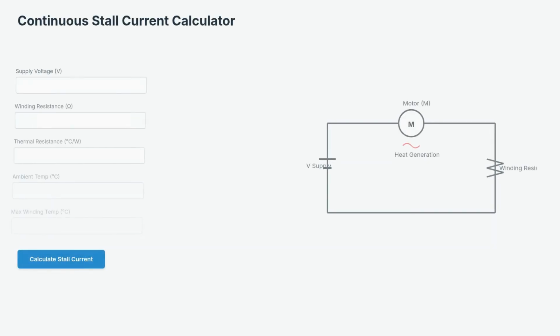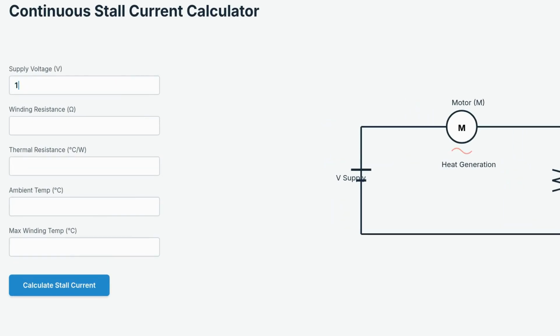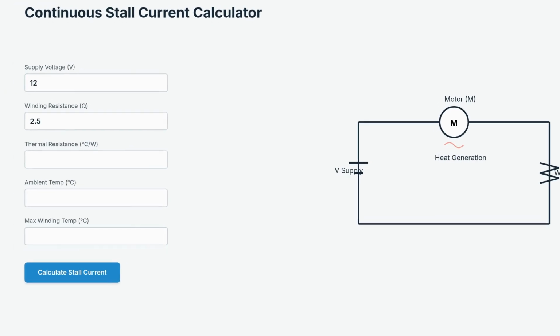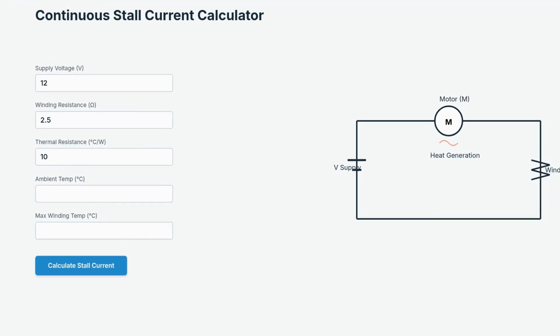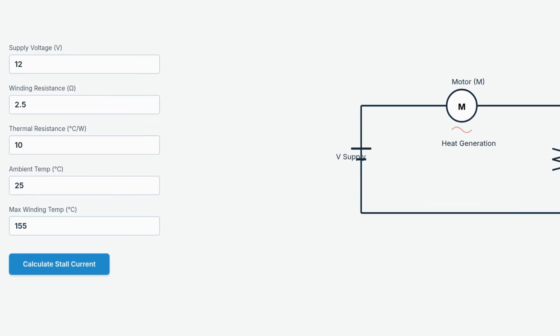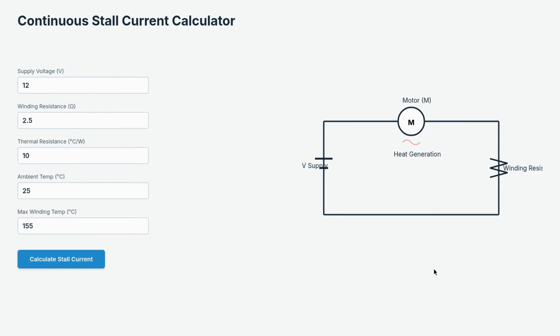For this example, I'll enter 12-volt supply, 2.5 ohms winding resistance, 10 degrees Celsius per watt thermal resistance, 25 degrees ambient, and 155 degrees maximum winding temperature. After clicking Calculate Stall Current, we get 3 critical results.